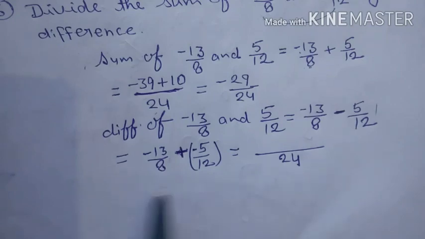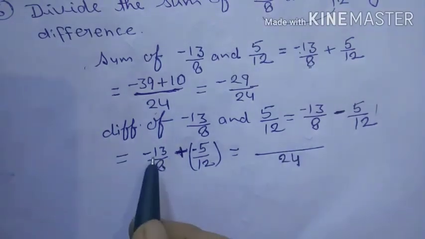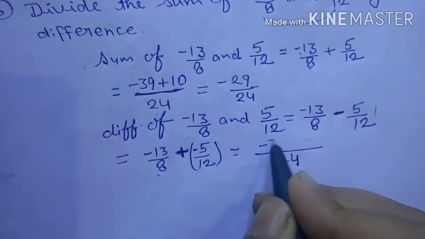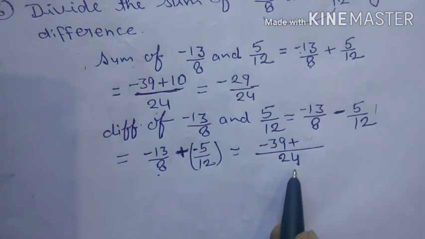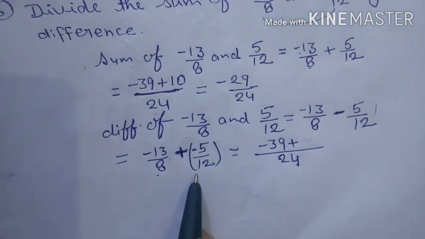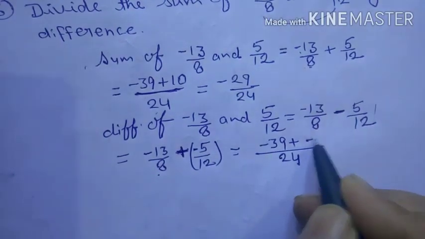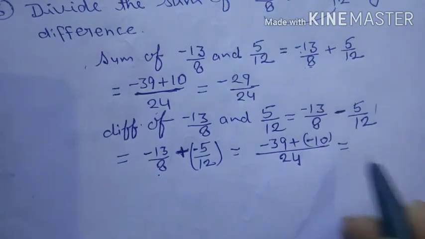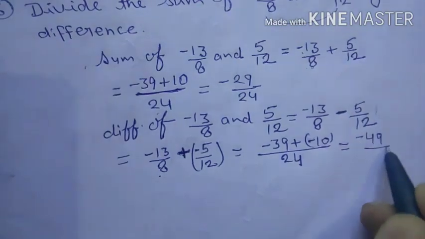Now we divide it by the first denominator. The result will be 3. If we multiply minus 13 by 3, the result is minus 39. Now again we divide 24 by 12, the result is 2, and 2 fives are 10, so minus 10 is here. Now we add them and the result is minus 49 upon 24.